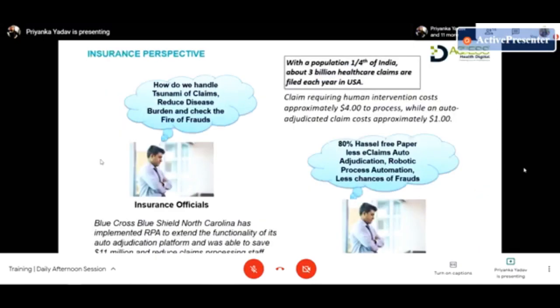From the insurance perspective, again, they will have data in machine readable format. They'll be able to better manage their policies and claim payments. And their cost of processing a claim will reduce considerably.